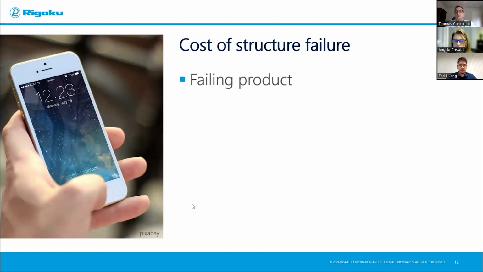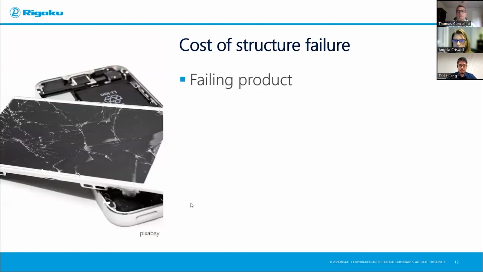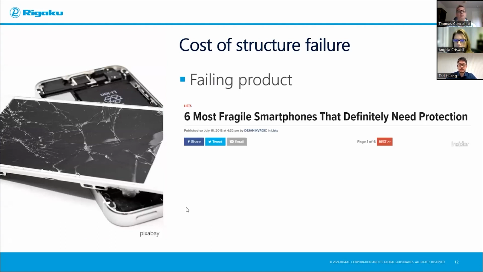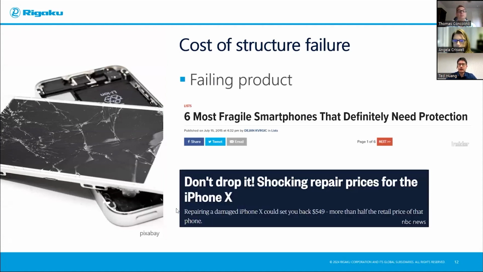Imagine you have a new phone that you just put on the market. Everyone was expecting it and was so excited about it. But it turns out your screen is very fragile. It's very prone to structural failure. It might not be devastating to the product itself because it might still function, but it will be devastating to the reputation, because there will be news articles talking about the most fragile smartphones on the market and how costly it is if you want to buy this type of product.